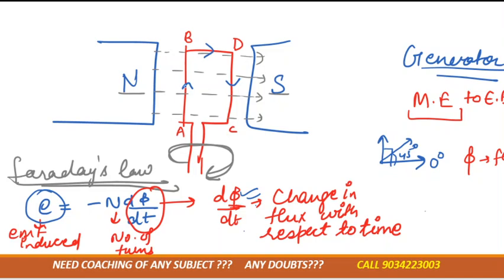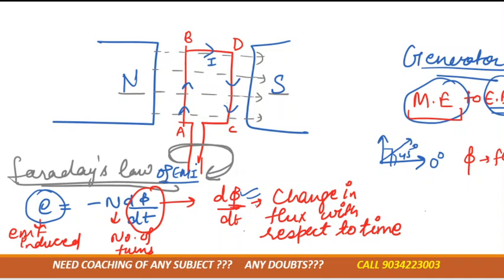EMF induced means we get a voltage, and getting a voltage means there is a flow of current in this coil, right? EMF you can consider as a voltage only. So in this case voltage is induced. The energy you have given is mechanical energy, but the energy you are getting is electrical energy. So it is based on Faraday's law of electromagnetic induction, famously known as Faraday's law of EMI.